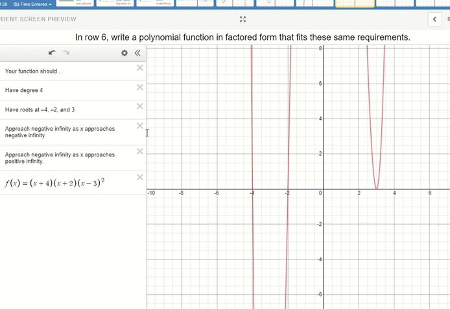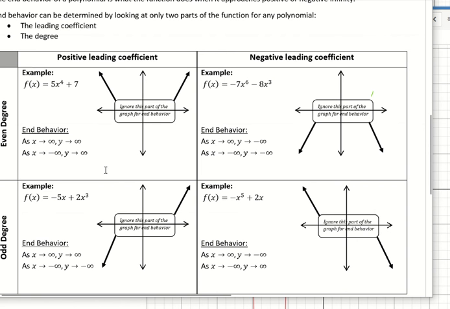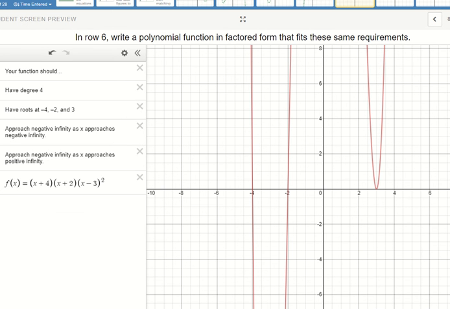Approach -infinity as x approaches +infinity. So as x approaches +infinity, y approaches -infinity. As x approaches -infinity, y approaches -infinity. So basically what it's saying is we want it to be upside down. We want them both to be pointing downward.